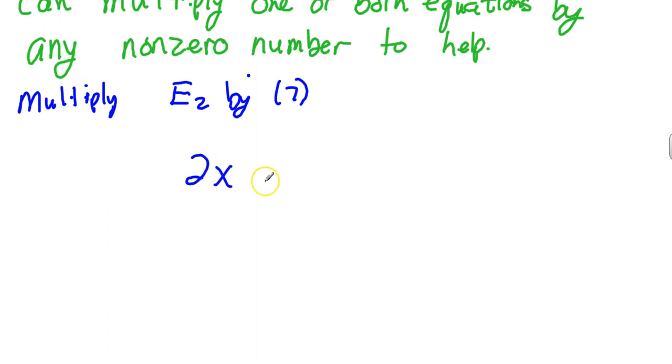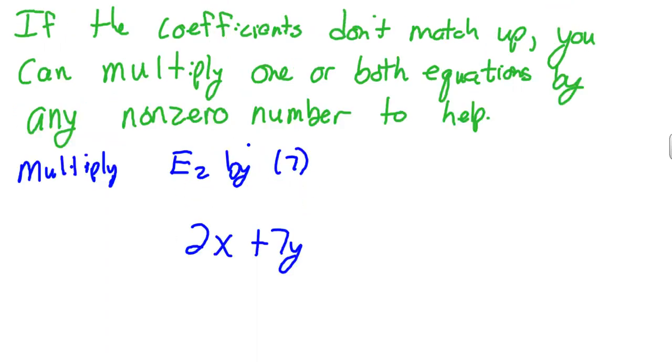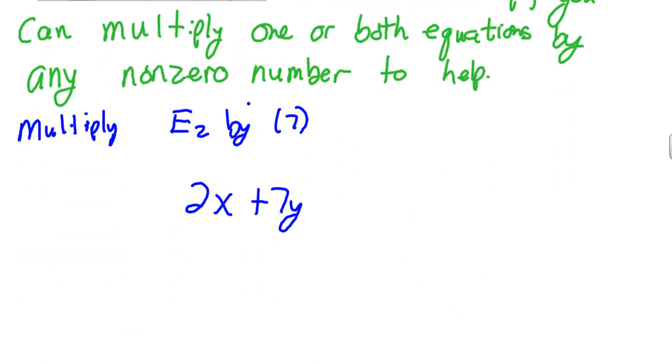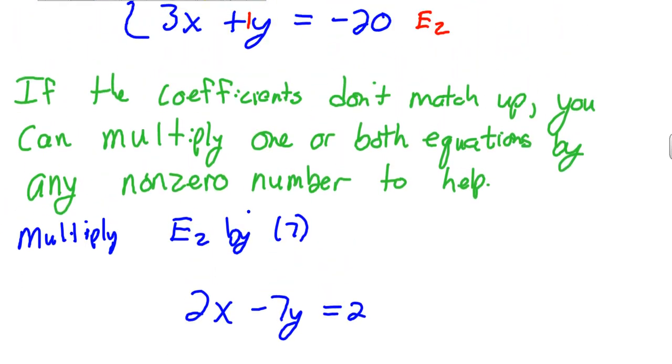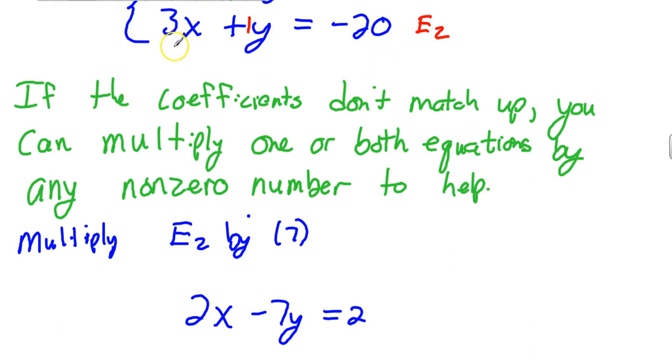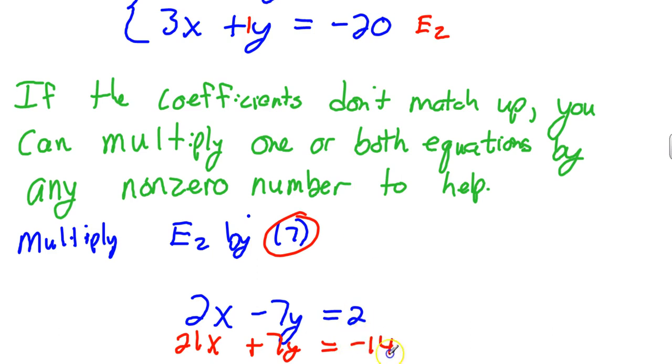Okay, so the first equation is good. We had 2x minus 7y equals 2. Taking equation 2 and multiplying it by 7, make sure you multiply everything. So it's 3 times 7, it's 1 times 7, it's also negative 20 times 7. That's going to be 21x plus 7y, and then negative 20 times 7 would be negative 140.